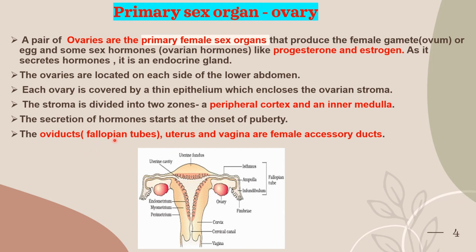The oviducts or fallopian tubes, the uterus and the vagina are the other female accessory ducts. So what are the female accessory ducts? The oviducts or fallopian tubes, the uterus and the vagina. These three are the female accessory ducts.